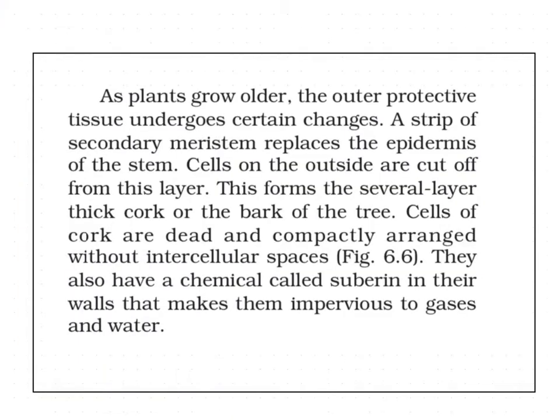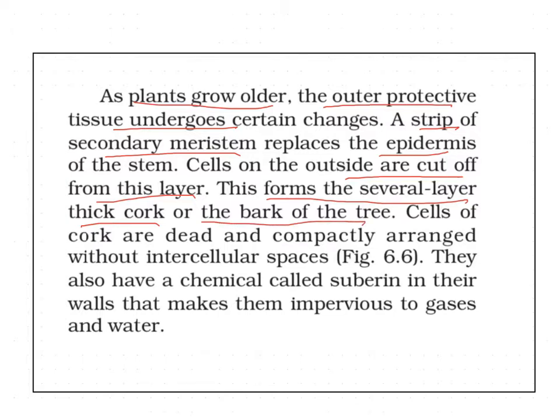So as the plant grows older, जैसे जैसे plant बूढ़ा होता जाता है, its outer protective tissue also undergoes changes, as I told you. So a strip of secondary meristem replaces the epidermis. धीरे धीरे epidermis की जगह पर secondary meristem आ जाती है. And the cells of the outside are cut off from this layer. और बाहर के cells जो हैं वो अंदर के cells से connected नहीं होते हैं. Clear? And these form several layers of thick cork or the bark of the tree. और इन्हीं से हमारा bark of tree और cork of tree बनता है.